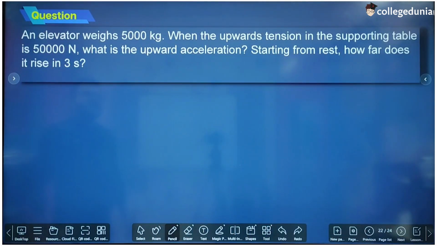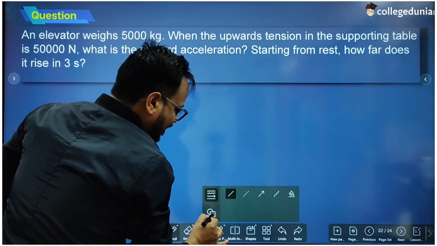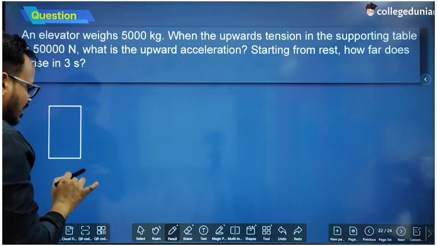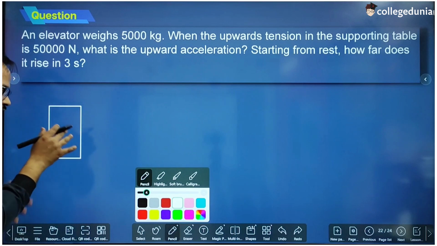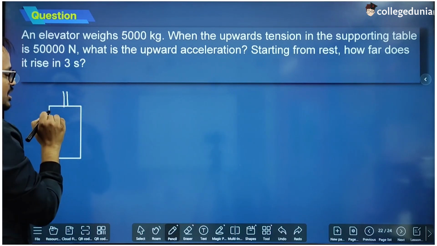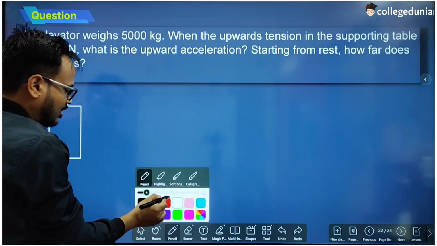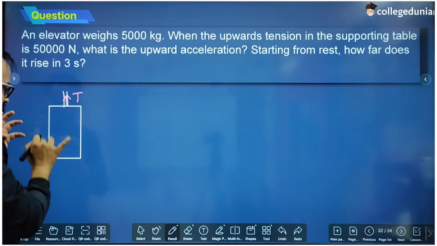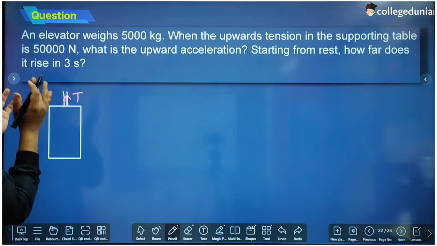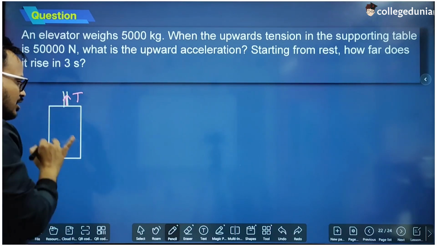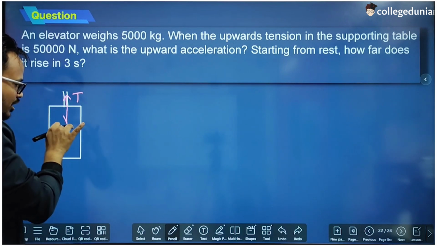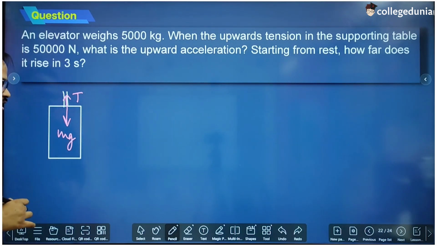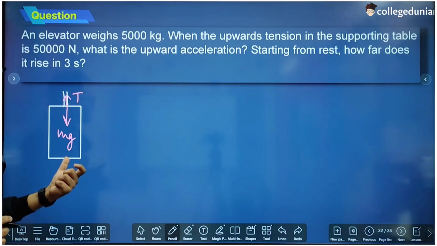An elevator weighs 500 kg when the upward tension in the supporting cable. That's why I have included this question, because the equations that are being applied to the man are also applied to the tension part also. Suppose this is the upward cable and the tension in this cable is T. Now the elevator as a whole, with persons in it, with everything which is contained in the elevator, the total mass is m. So this rope has to support a weight mg.